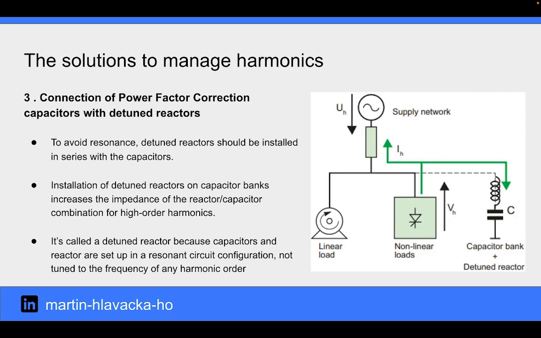Another possible solution is the connection of power factor correction capacitors with detuned reactors. To avoid resonances, detuned reactors must be installed in series with the capacitors. Installing detuned reactors in capacitor banks increases the impedance of the reactor-capacitor combination for higher order harmonics. It is called a detuned reactor because the capacitors and reactor are configured in a resonant circuit not tuned to the frequency of any harmonic order.